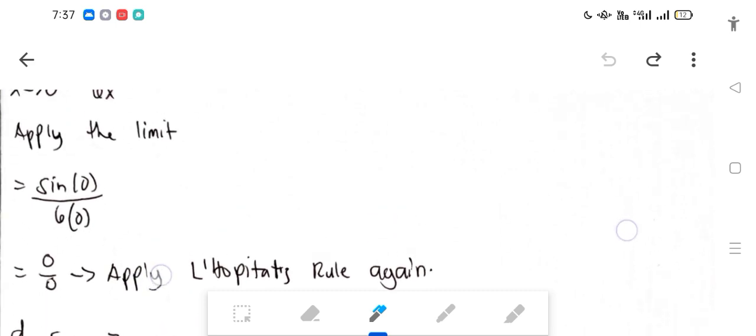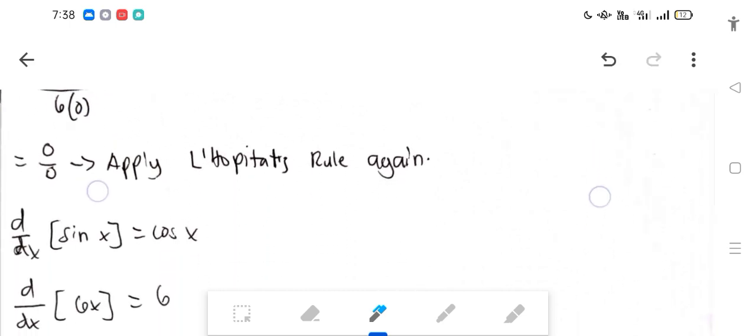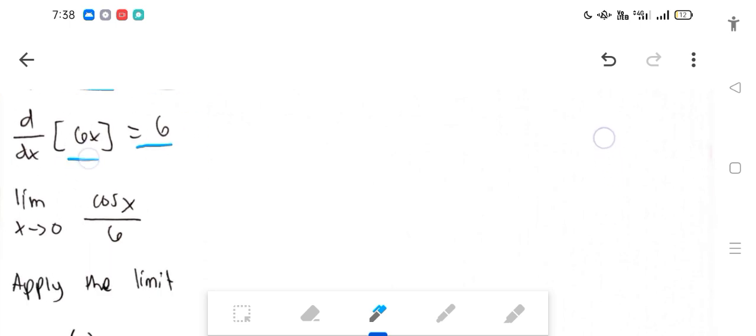So in applying L'Hopital's rule again, we need to find the derivative of this function. The derivative of sine x is cosine x, and the derivative of 6x is equal to 6. So we have here the limit of cosine x over 6 as x approaches 0.